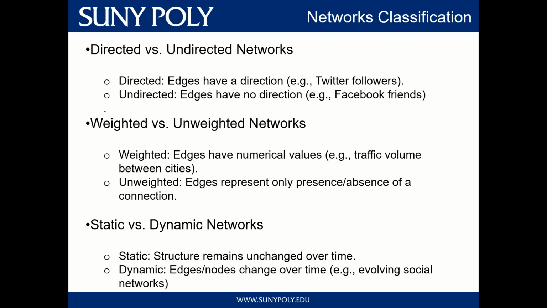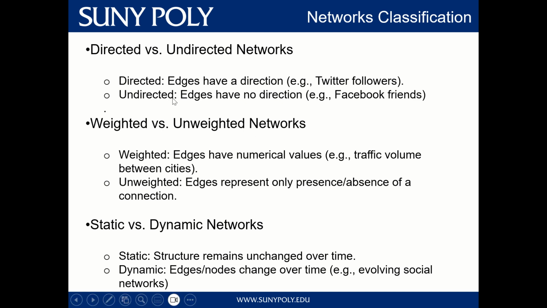just a quick network classification. There are different classifications. This is not a standard or the unique way to classify them. This is just some ways to differentiate the networks. So some of them are directed network graphs, others are undirected. Directed means that the edges, the links, have a direction. For example, Twitter followers. So you follow someone.